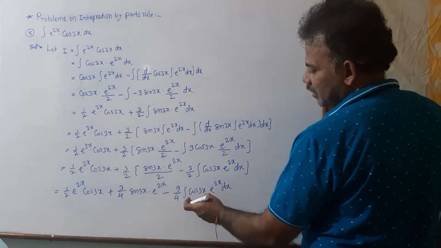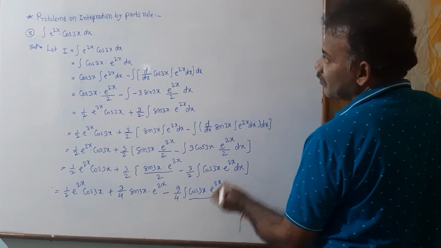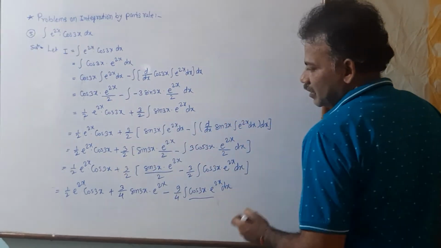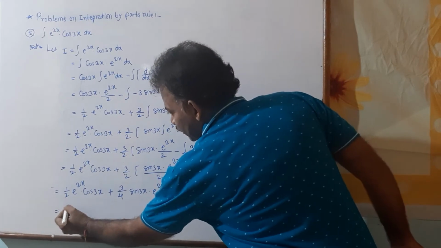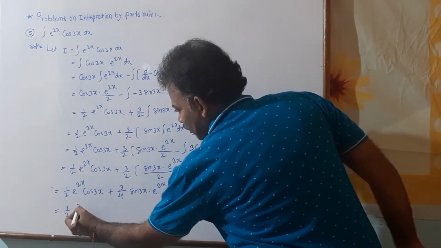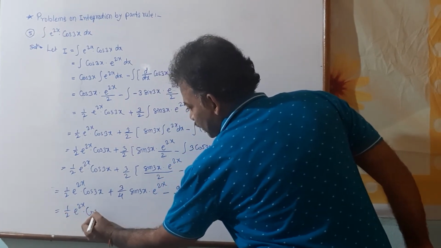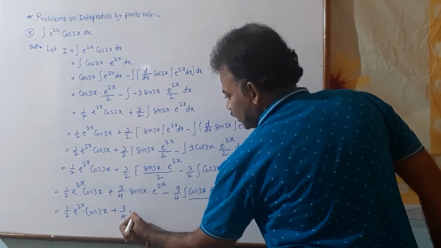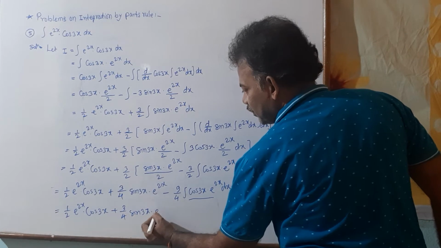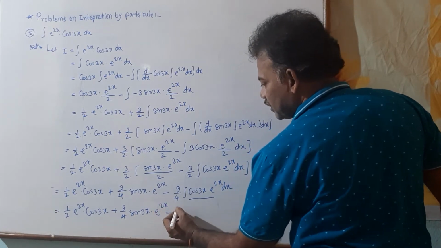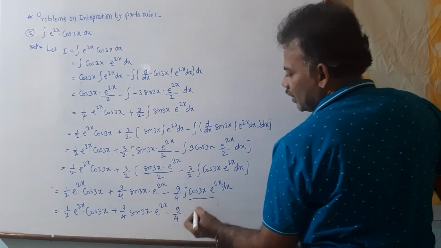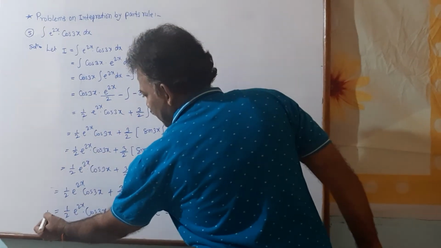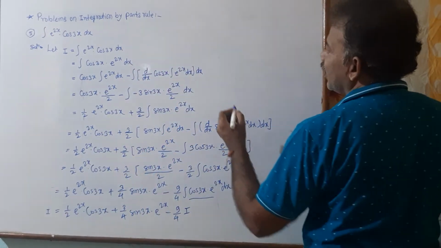And note that this is nothing but the given problem. We have taken its value as capital I. We substitute here. So it is equal to 1 by 2 e to the power 2x into cos 3x plus 3 by 4 sin 3x into e to the power 2x minus 9 by 4, and this is nothing but the given problem I. Note that the left side is also I. We have to find the value of I.